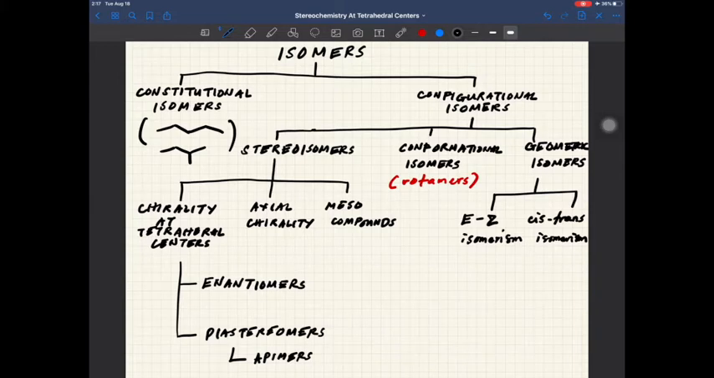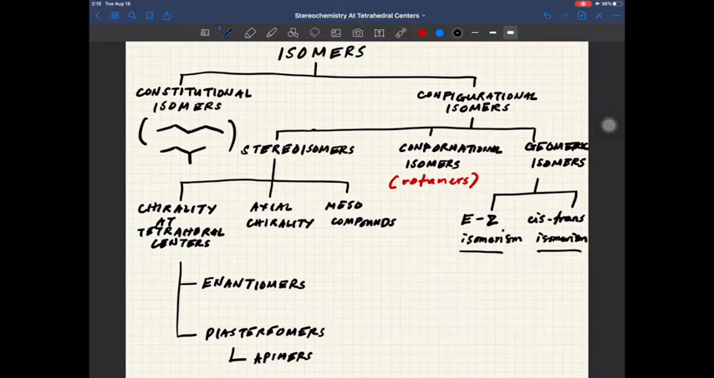Configurational isomers, on the other hand, are organic compounds having the same chemical formula, similar chemical structures, but different orientation. Among configurational isomers, we have stereoisomers, conformational isomers, and geometric isomers. Geometric isomers are organic compounds that exhibit either E/Z isomerism or cis-trans isomerism. Geometric isomers are often found in alkenes.